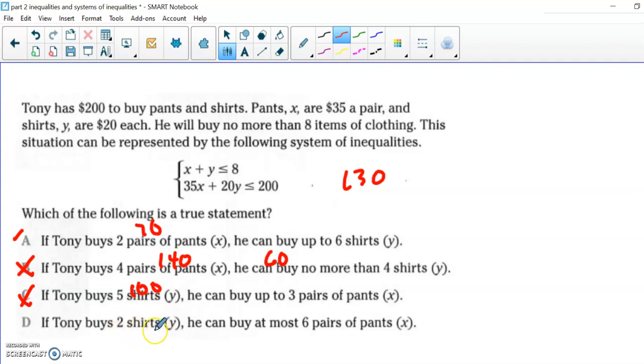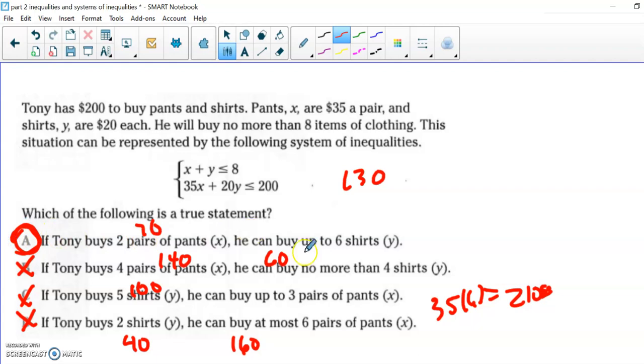And just to check the last one, if he buys 2 shirts, that means he's spending $40. That means he has $160 left over. He can buy at most 6 pairs of pants. So at $35 a pair, $35 times 6, that's $210. We don't have $210. He only has $160 left, so I know that one's wrong too, okay? We should have gone with our first instinct. The first one works for us.